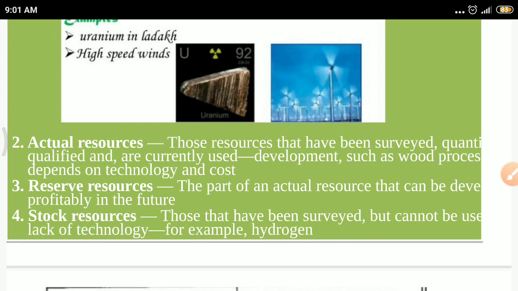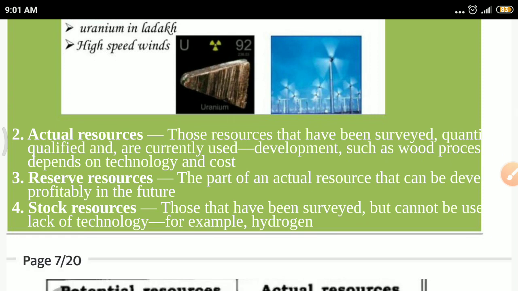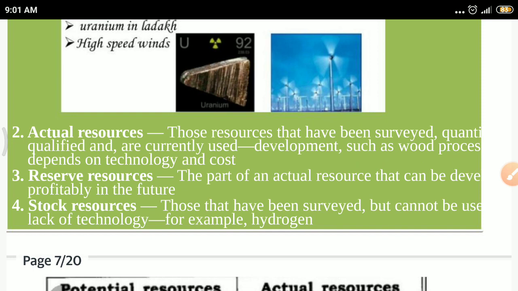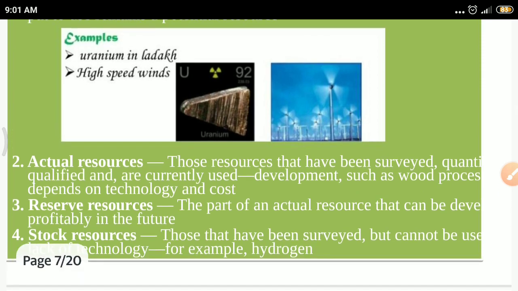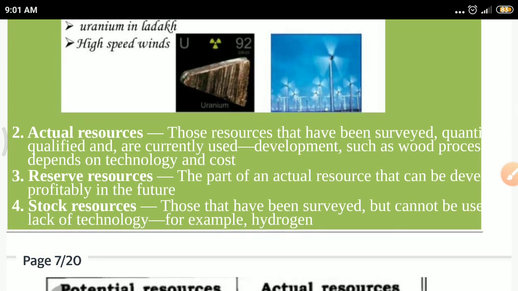And what is meant by stock resources? These are the resources that have been surveyed, but at present we are not using them. They are called stock resources. That means they remain in the stock. Here actual resources may be called reserve resources, but the stock resources we are not using at present because of lack of technology.